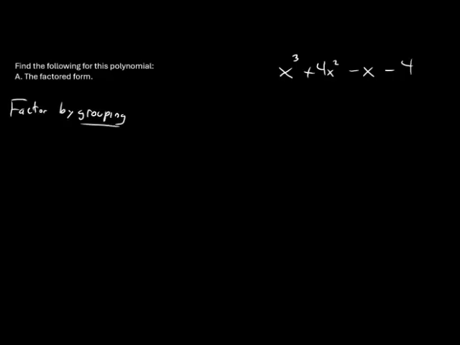We'll begin with the first 2 terms, x to the third power plus 4x to the second power. Let's look at what they have in common. Since we have x to the third and x to the second power, the lower of the 2 powers is going to be what we factor out. We'll factor out that x squared because that's the lower power.